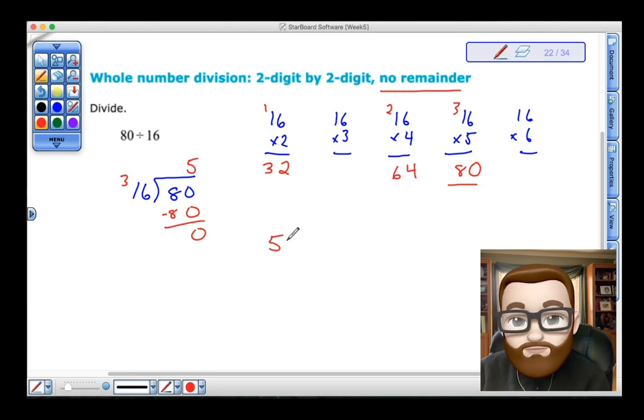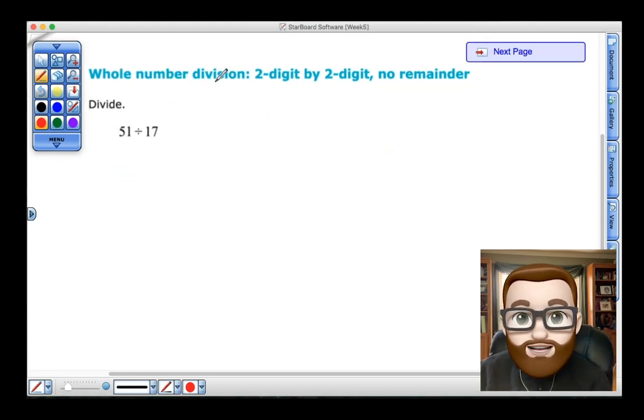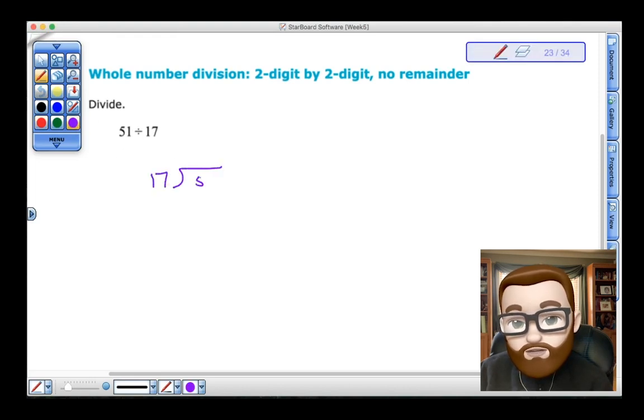All right. Next example, 51 divided by 17. So let's start here. I'm going to rewrite this as 17 going into 51. And then I'm going to have my 17 times, let's see, start with my 2. And I have 17 times 3. I can do 17 times 4. And I can keep going if I need to, but I'll just stop there for now.